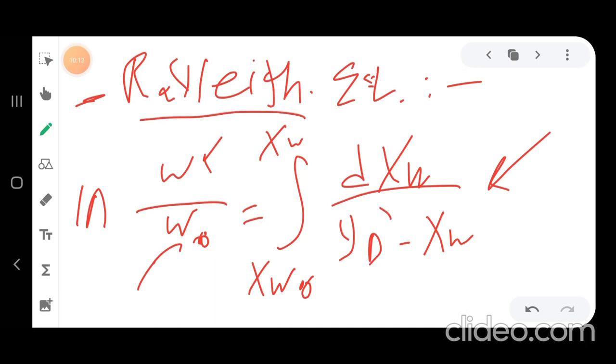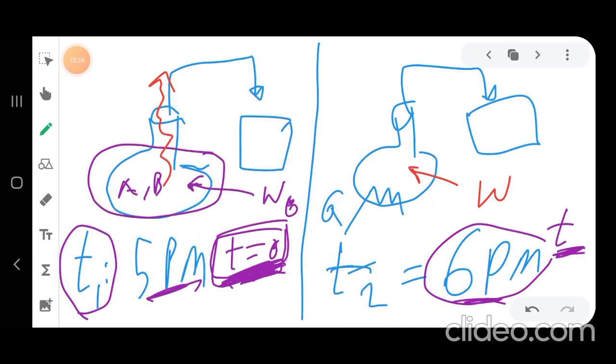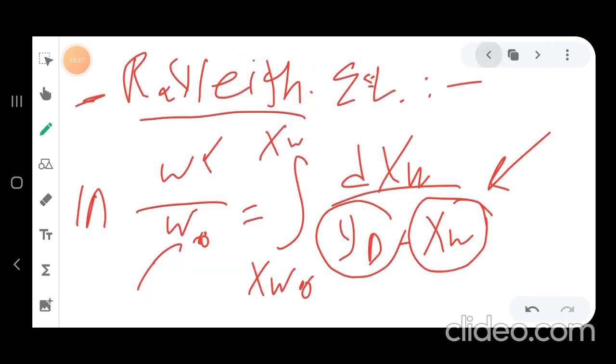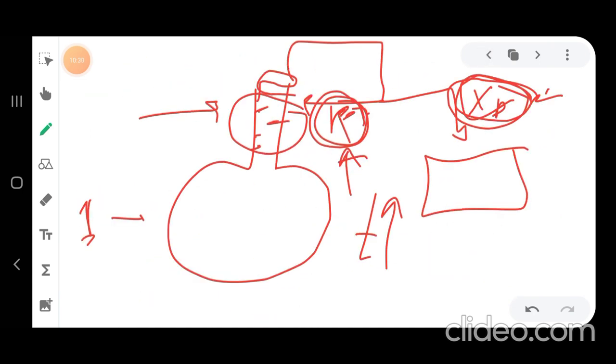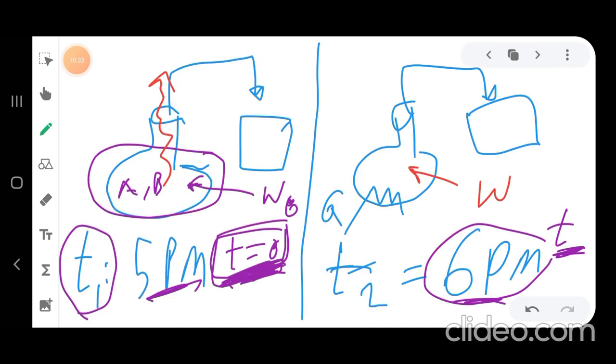And then what are YD and XW? YD is the composition of the distillate and XW is the composition of the waste. So initially, what do we mean by XW naught? XW naught refers to the initial composition. For A, of course, the more volatile component. For example, in this case, let's say A is the more volatile component, so XW naught is the composition of A in the still pot at time 0.